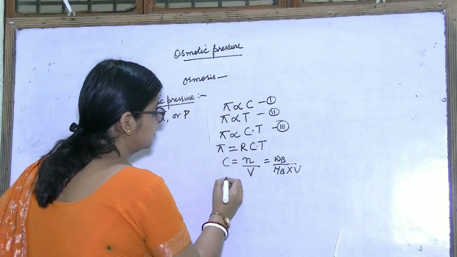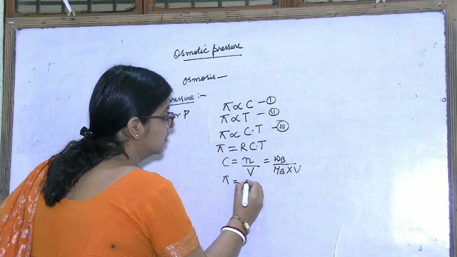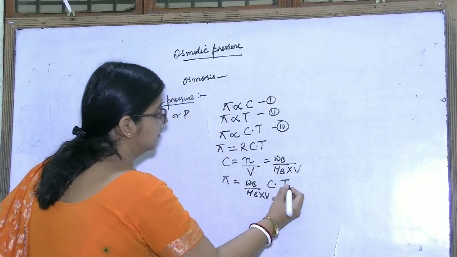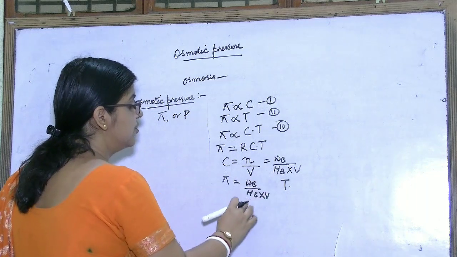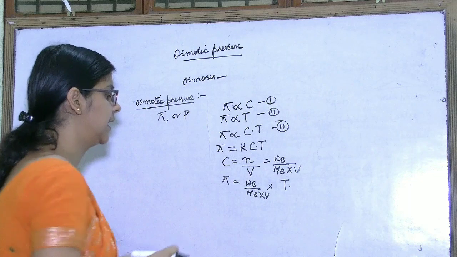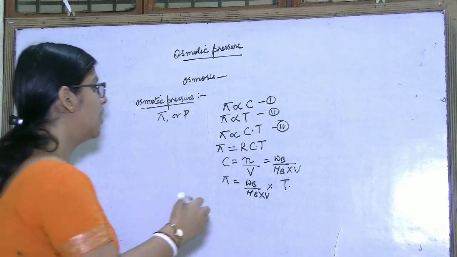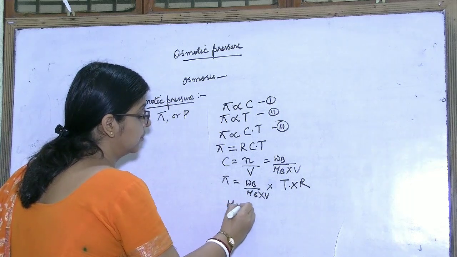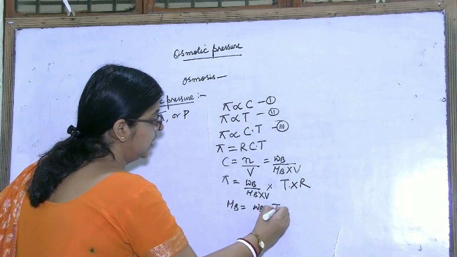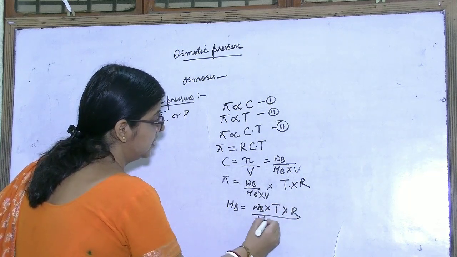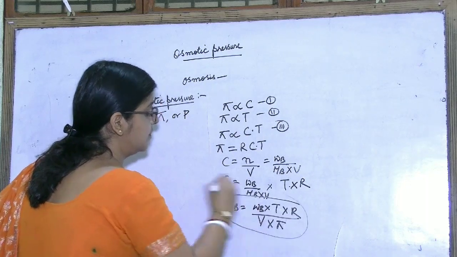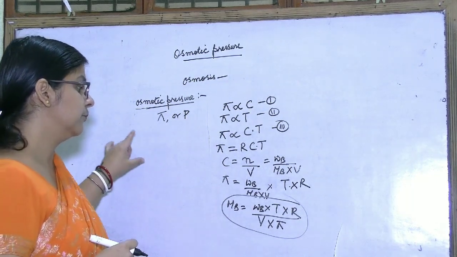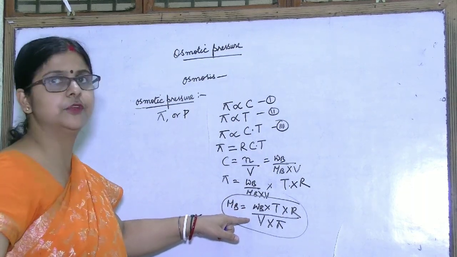So we can write pi is equal to WB by MB into V, into R into T. So we can write MB will be equal to WB into R into T by pi into V. So knowing the other parameters, we can calculate the molecular mass of the solute by putting the values of the other parameters.